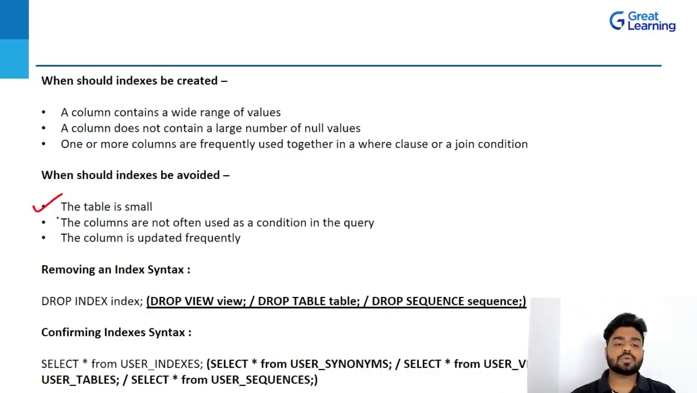When the table is small, don't do that. If the columns are not often used as a condition, don't do that. It's a waste of time, right? You already have tables, so why do you want to create an index? If a column is updated frequently, don't use an index at that time.